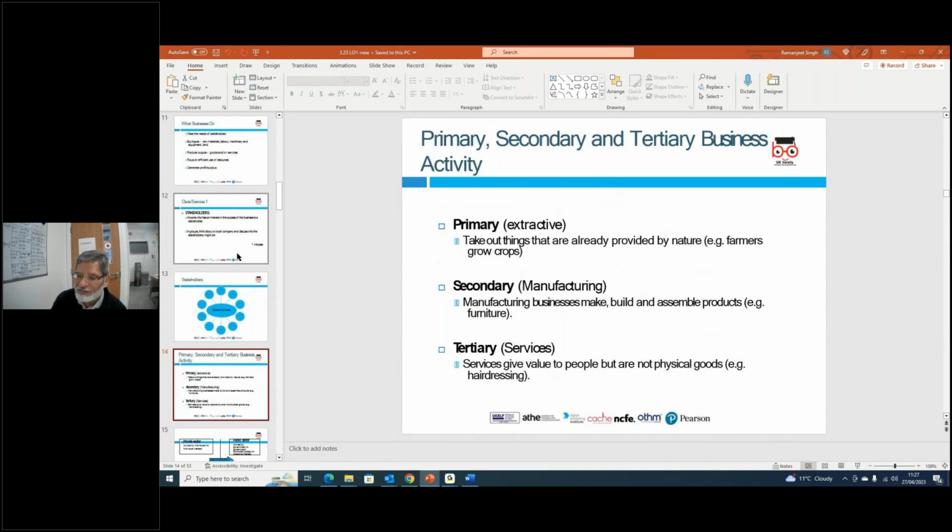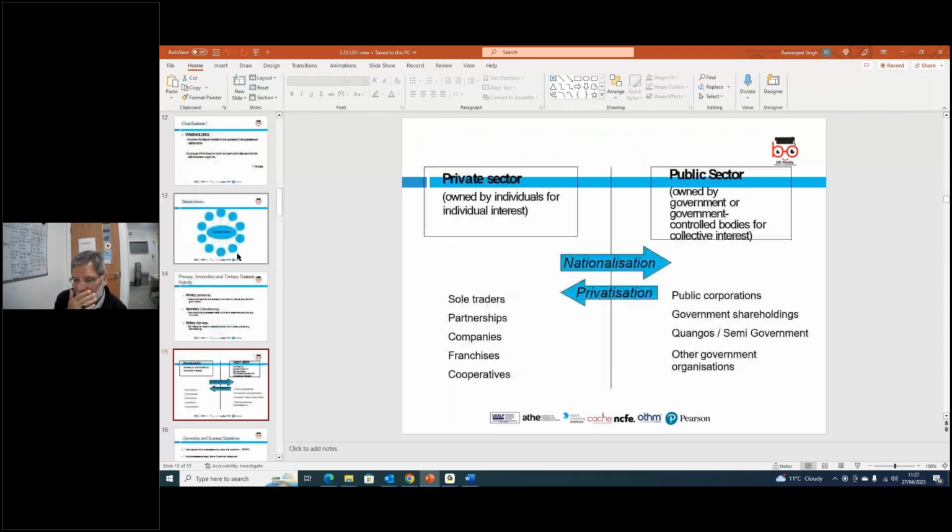It's known as the tertiary sector. Okay, so we move on from primary to secondary to tertiary sector, where the tertiary sector mainly provides the services in order to transport those goods into the market.